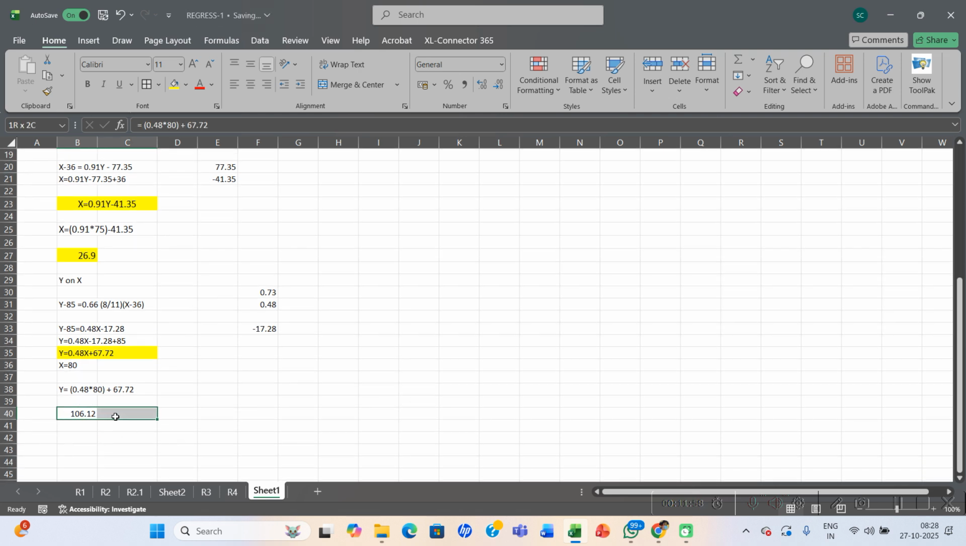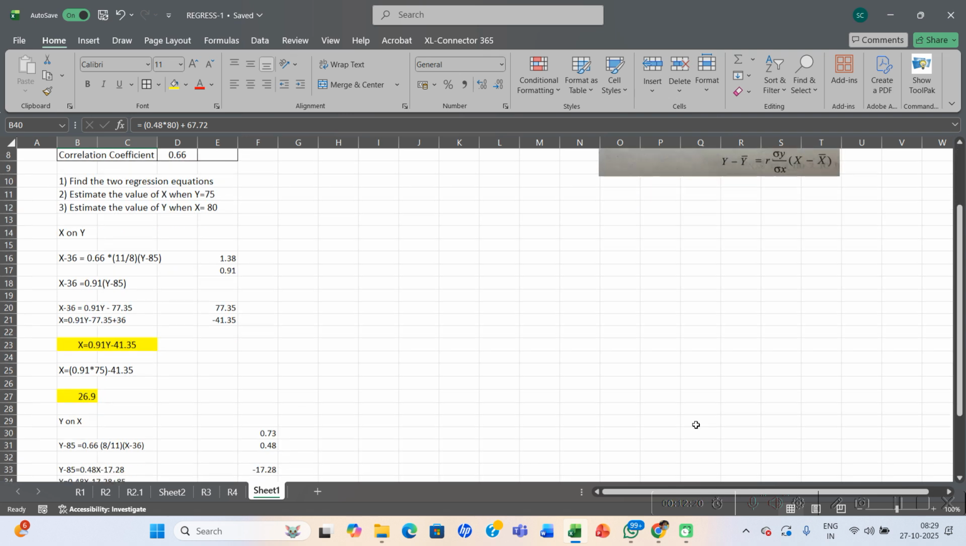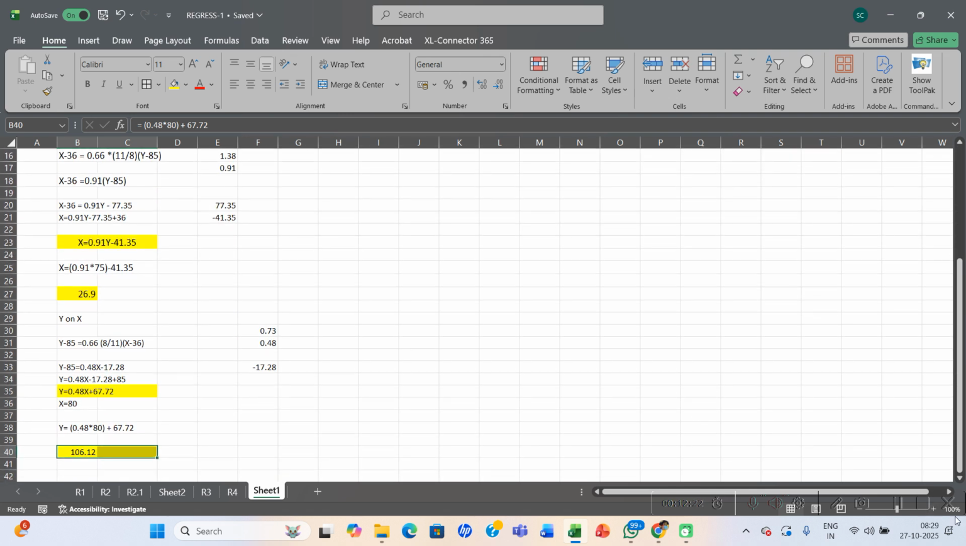In this session, we have seen how to find the equations of x on y and y on x when arithmetic means, standard deviations and the correlation coefficient are given, and how to estimate the value of x when y is given, and the value of y when x is given. So that's all for this session. See you in the next session.